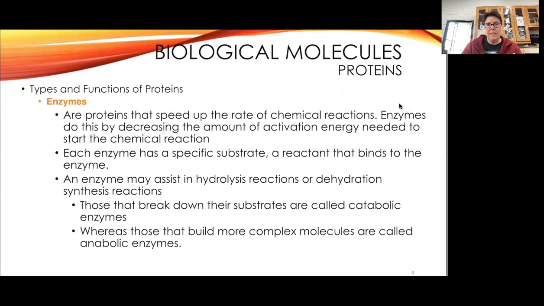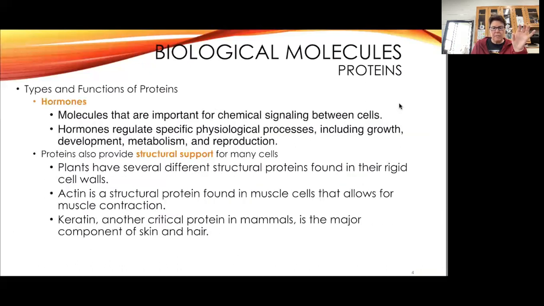Each enzyme is very specific to a substrate. What that means is it binds to a specific substance. That substance that it binds to is referred to as the substrate. An enzyme may assist in hydrolysis or in dehydration. So an enzyme could be catabolic or anabolic, right? And like I said, enzymes have a ton of different jobs that they do, but each enzyme is very specific to its job and specific to what it attaches to. So very, very specific.